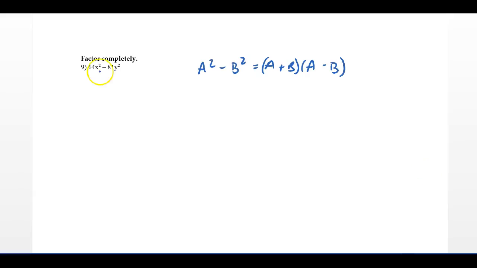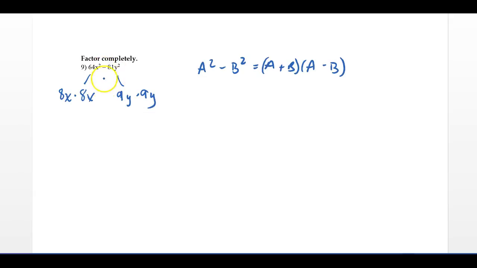Next, we're going to factor a binomial using the difference of two squares. But first, we need to prove that we have two perfect squares. 64x squared is a perfect square because 8x times 8x does equal 64x squared. 81y squared is also a perfect square since 9y times 9y equals 81y squared.